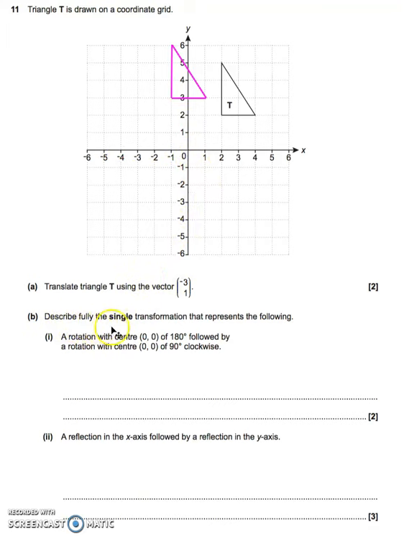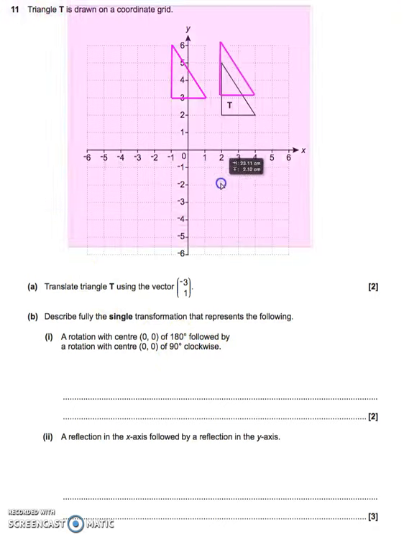B, you have to describe fully the single transformation that represents the following things. So part 1 to that is a rotation with the centre of 0, 0 of 180 degrees, followed by a rotation with the centre 0, 0 of 90 degrees clockwise. So again, we're going to need our tracing paper for this.